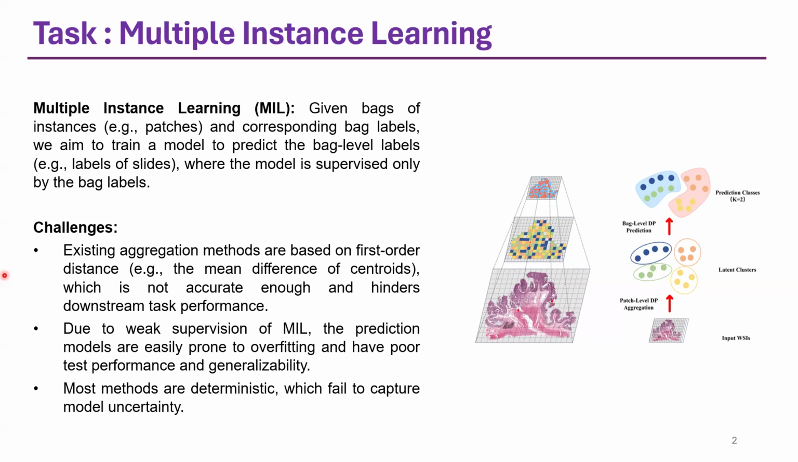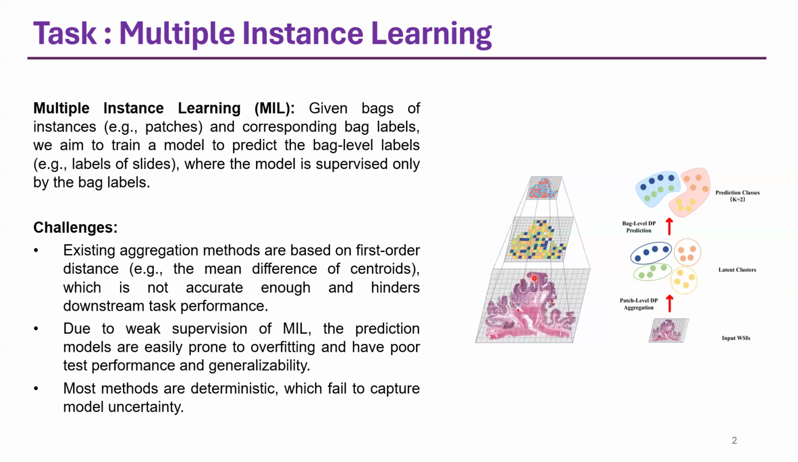So the first one is aggregation methods based on the first-order distance. If we look at the figure on the right, you can find that we are clustering the instances into latent clusters, then making predictions from these latent clusters. When we're doing clustering, which is aggregation, we mainly focus on the mean difference, like with k-means, the mean difference between the centroids, but we rarely consider the covariance structures of each cluster, which is the distributional characteristic. This makes the resulting clustering accuracy low and hence hinders the downstream task performance.